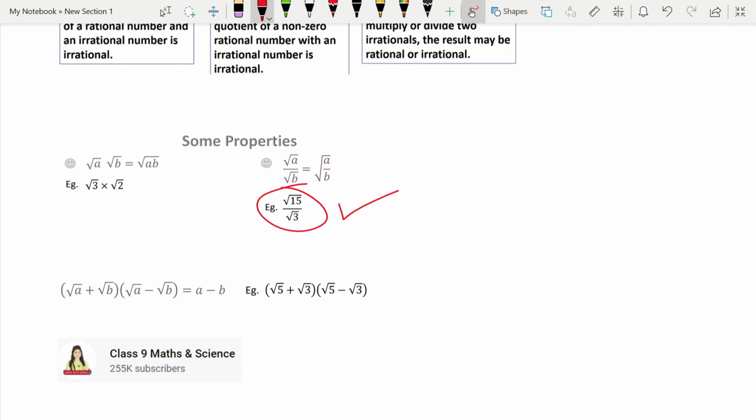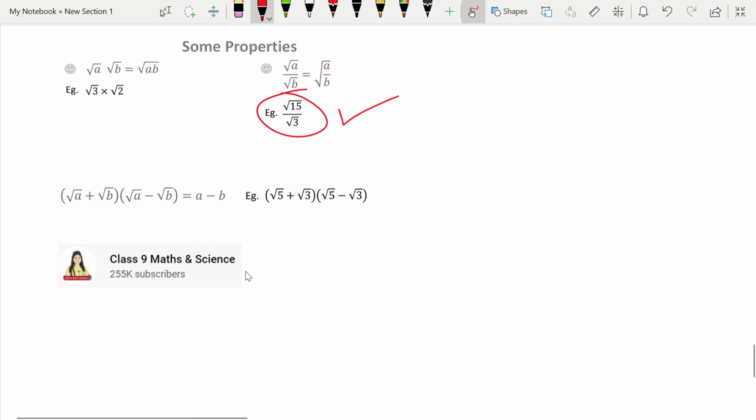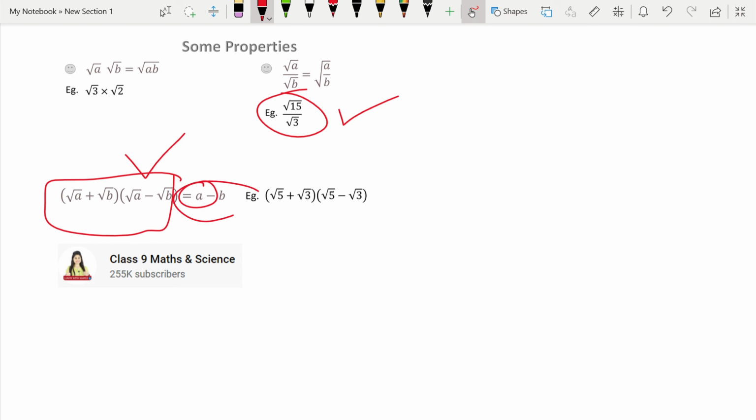Then we've got under root a plus under root b, in brackets, times under root a minus under root b. Now that's an identity, right? We remember that as the a square minus b square identity. Because under root a square is going to be a, so that's going to be our identity. And then you can use this for that.